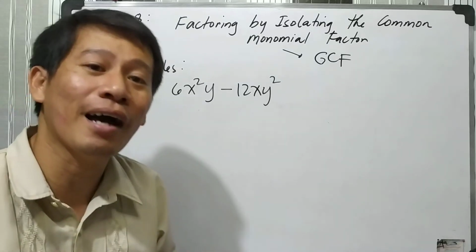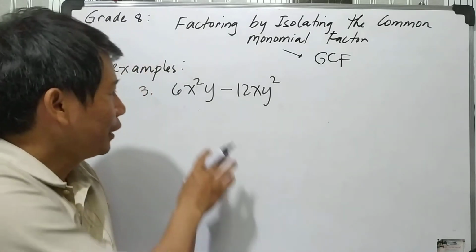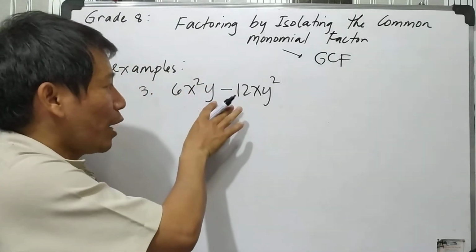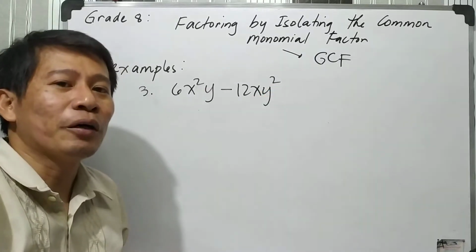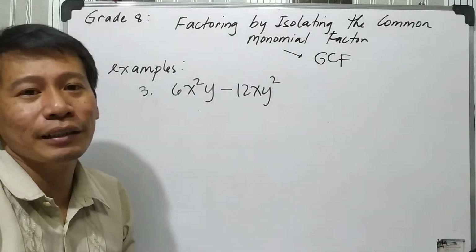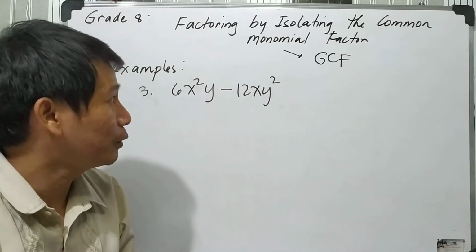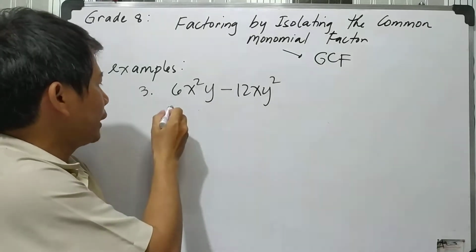Okay, so let us have more examples. Suppose we have here 6x squared y minus 12xy squared. Let us try to factor this by isolating the common monomial factor. Suppose we have here the GCF.